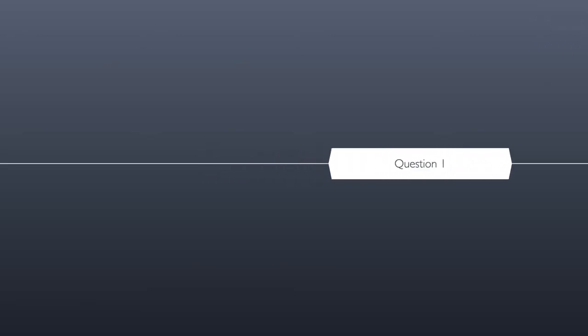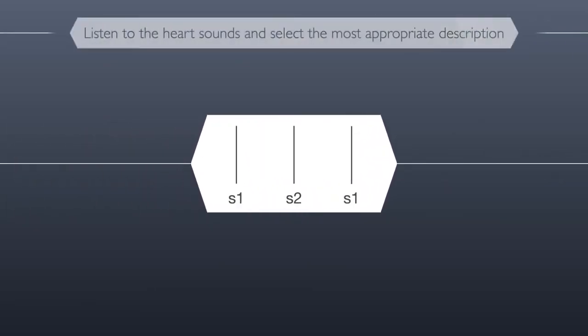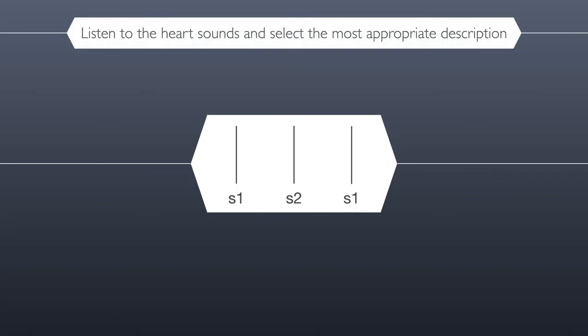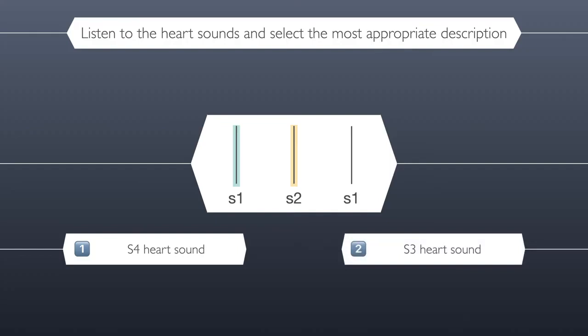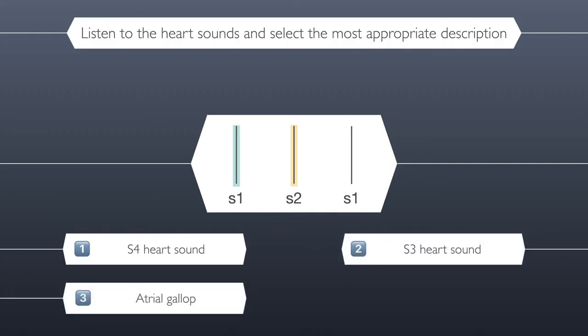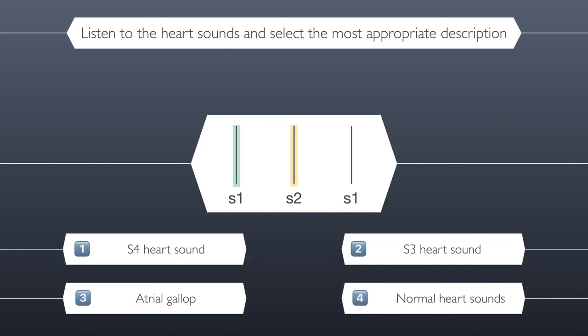So just to ease you into this, we're going to start with a nice easy question. Listen to the following heart sounds and select the most appropriate description. Now here are your 4 possible answers, but only one of them is correct. Is the correct answer the S4 heart sound, the S3 heart sound, the atrial gallop, or normal heart sounds?